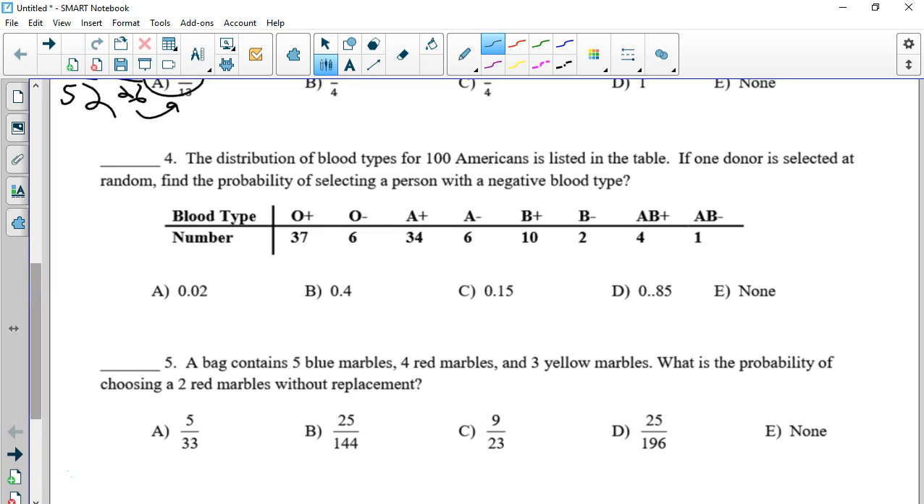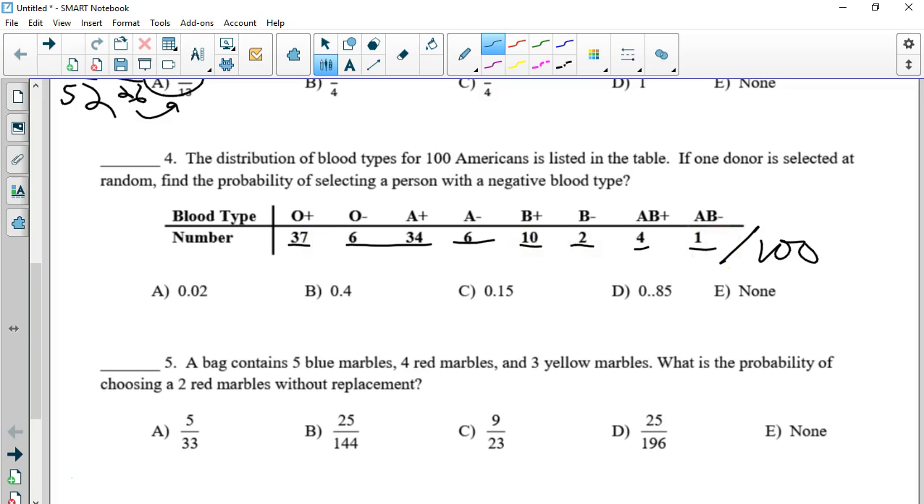Number 4. First thing we need to do with these numbers is total them up. Okay? And when you total them up, you find out there's 100 blood types there. Okay? 100 blood types. And you can actually do this pretty much mentally if you think about it. You know, this is an easy number. That's 40 right there. And 6 and 4, that's 10. And then, you know, that's another 10, and 37 and 3 is 40.